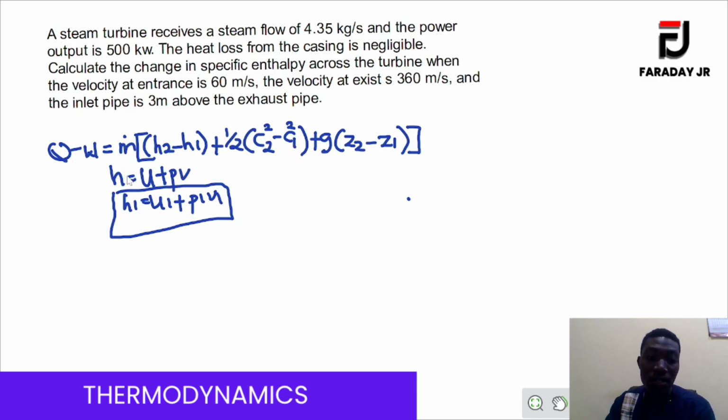Now, why is it a steady flow equation? The steady flow equation applies to devices such as a turbine, a diffuser, a boiler, and nozzles. That's typically an example of all these things. So let's solve the question together and see how far we go.